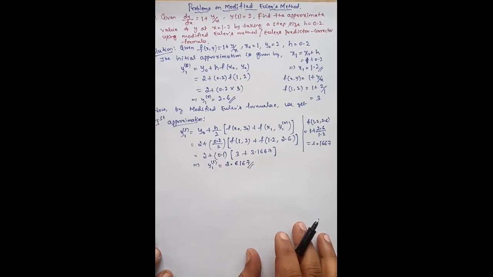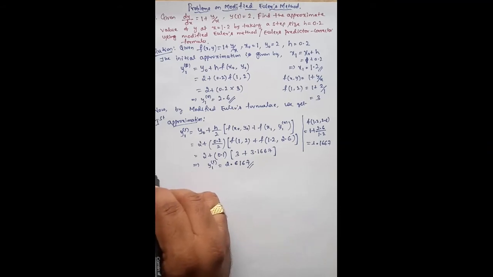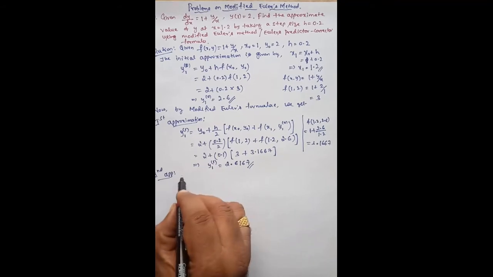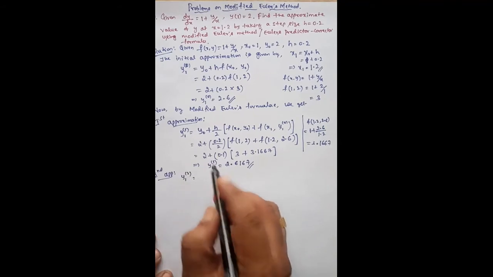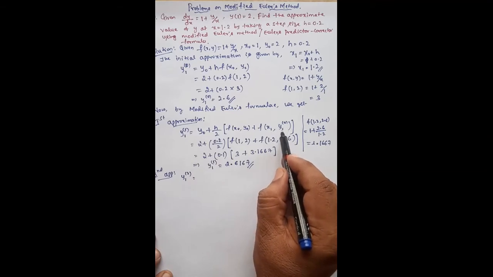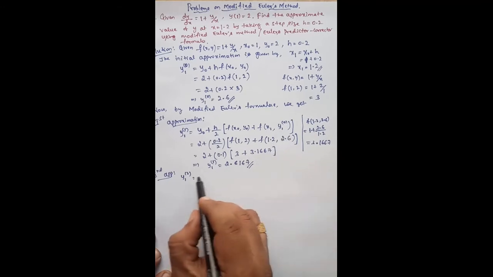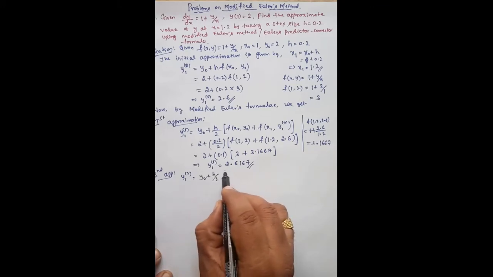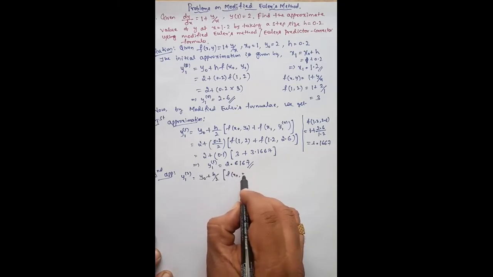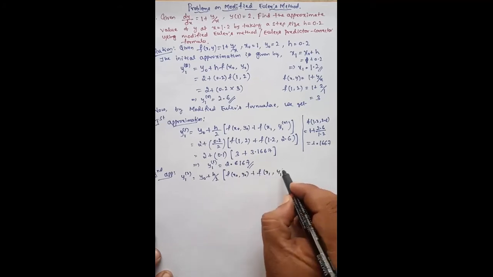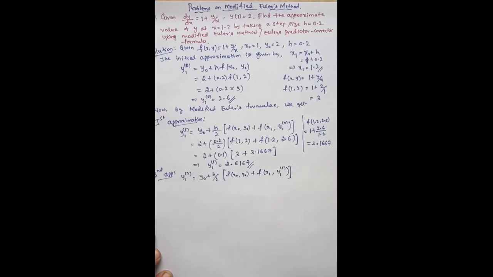Now let us go to the second approximation. So the formula is y1 power 2 equals. So we can repeat this, and only this part will change. This one becomes y1 power 1, instead of y1 power 0, you have to write y1 power 1 in the second approximation. This is y naught plus h by 2 into f of x naught comma y naught plus f of x1 comma y1 power 1.